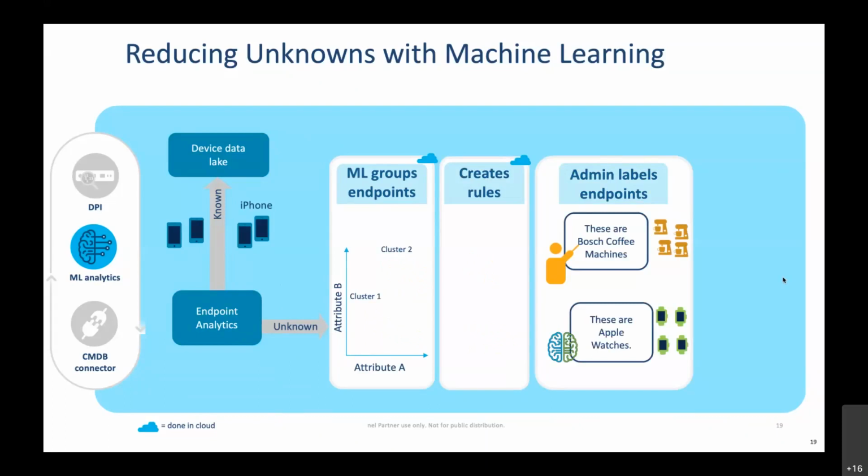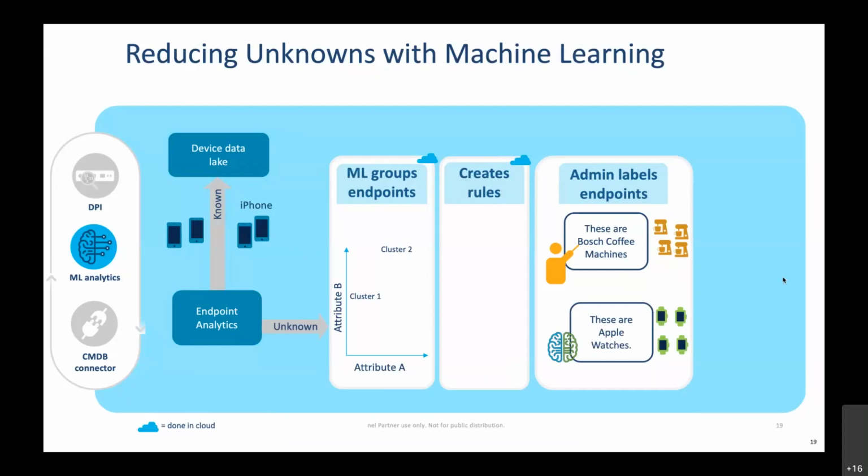And in this example, think of this as the machine learning at this point does not understand what these endpoints are. So the user will be presented with the opportunity to teach the machine learning that yes, in fact, these two different groups of endpoints are similar, and the previously unknown group of orange devices are Bosch coffee machines, and the group of unknown green devices were Apple Watches.